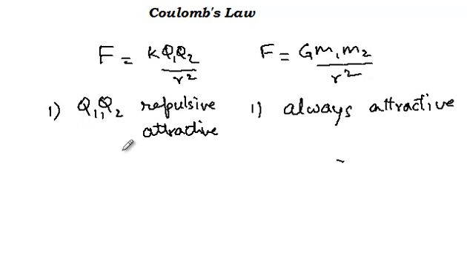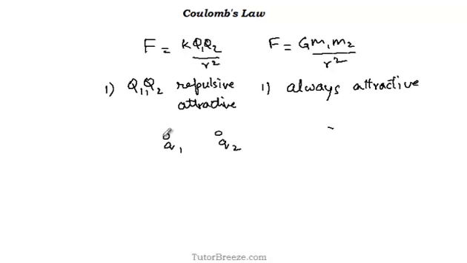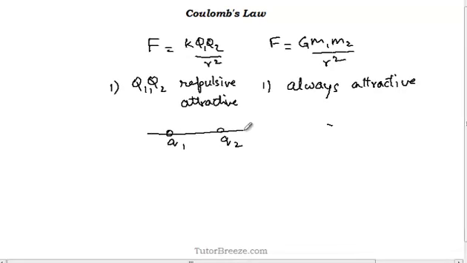Next, the direction of the force between the two charges is always along the line joining the two charges. So suppose you have two charges Q1 and Q2. The force between them will act along the line joining the two charges, and the same is the case for masses. So if you have two masses m1 and m2, then the force between them will be along the line joining the two masses.